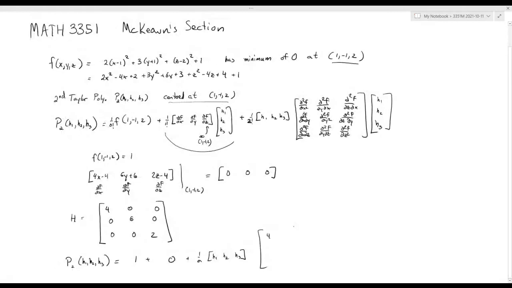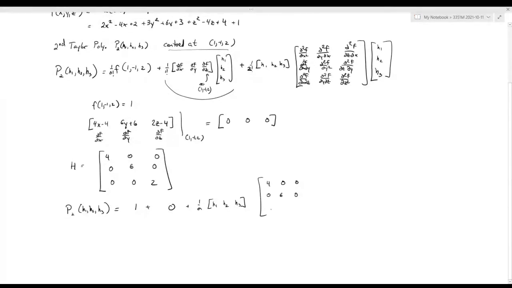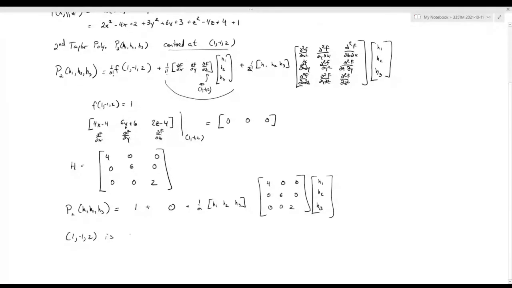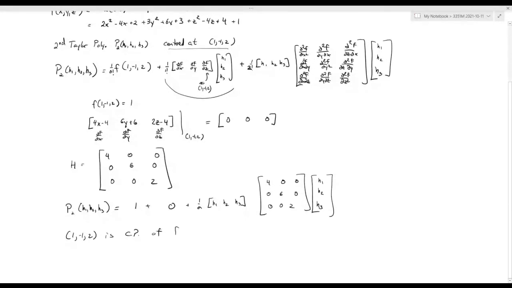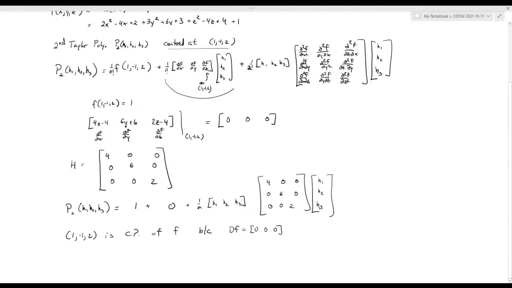So just conceptually, are we going to have a local minimum or maximum at our critical point? So just to be clear, we know that (1, -1, 2) is a critical point of f because it made the first derivative, or the gradient, equal to 0, if you will. So do you know how to classify that critical point?